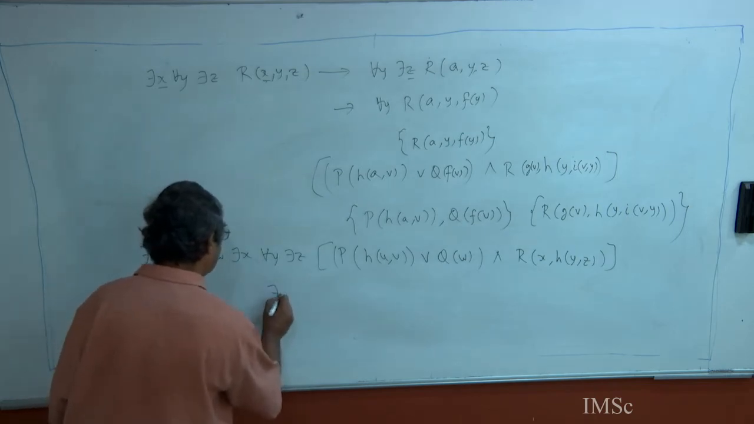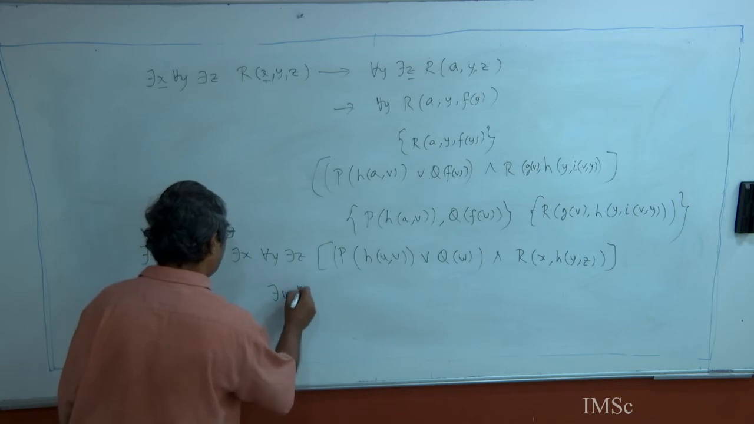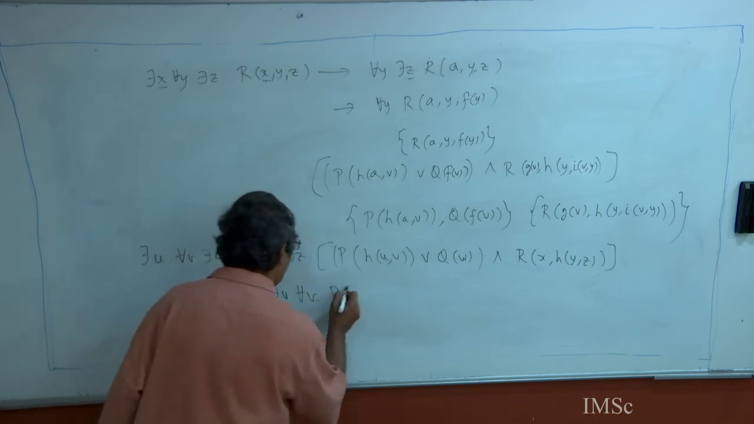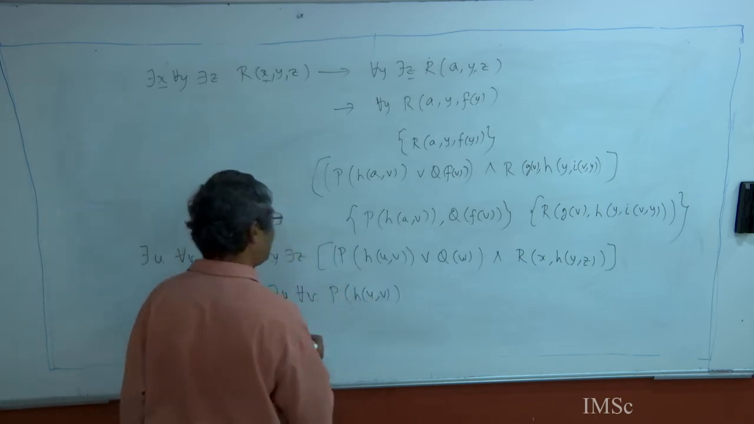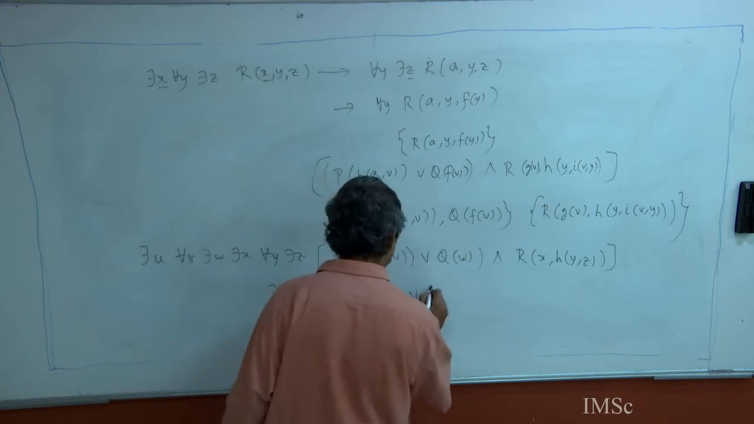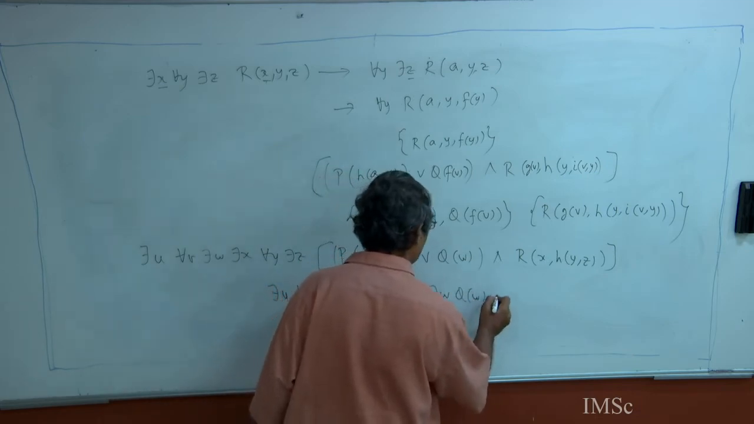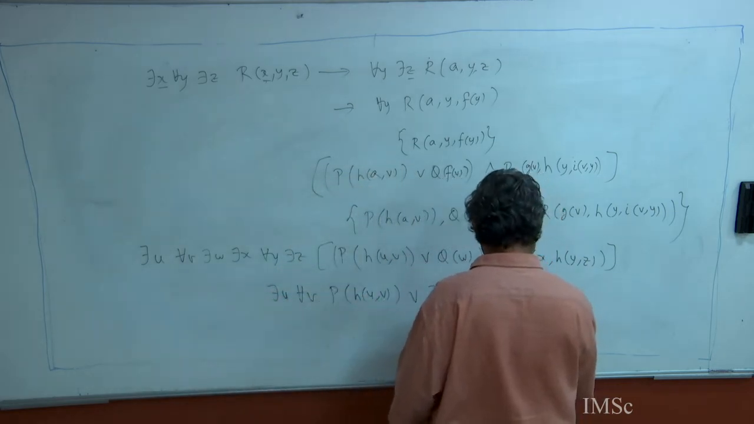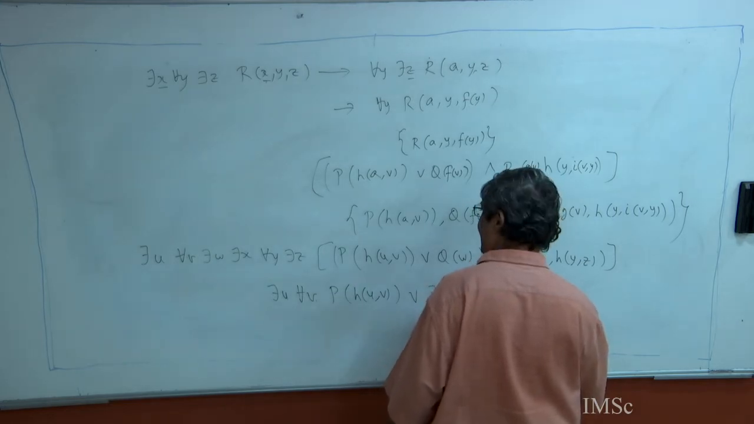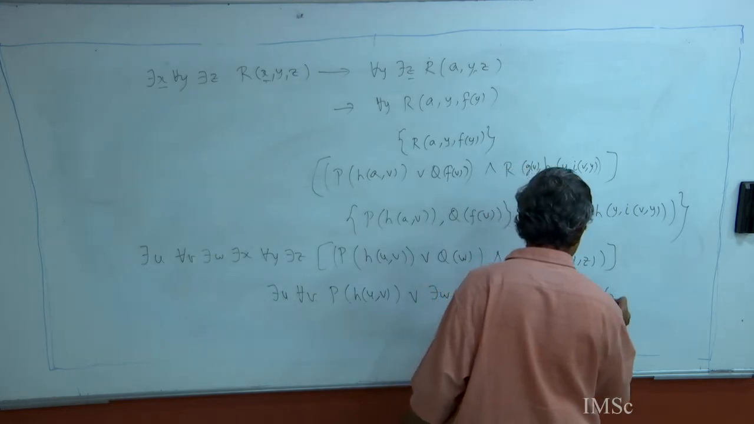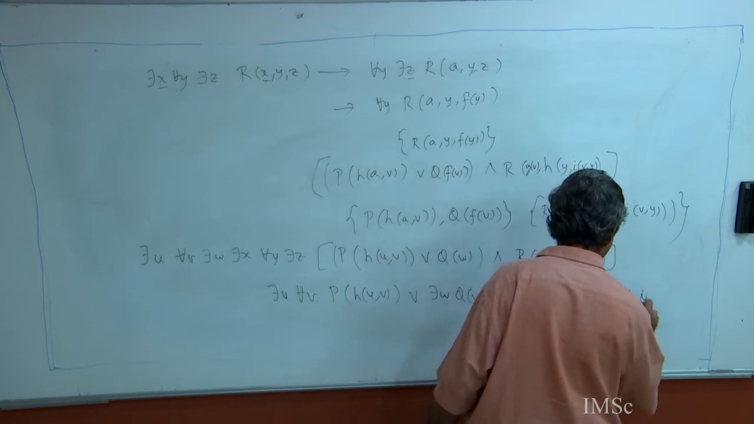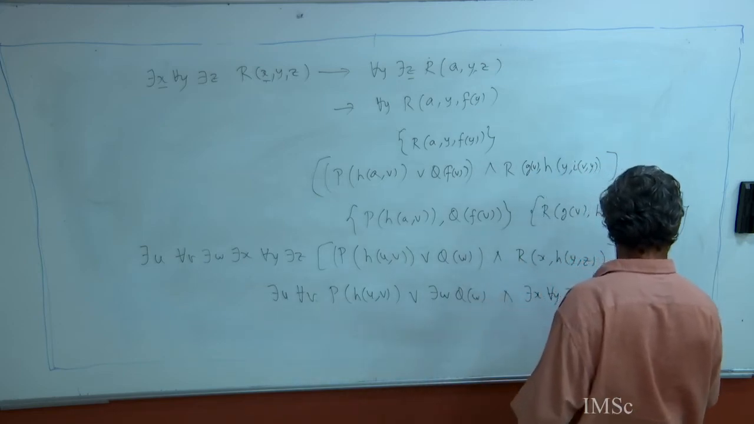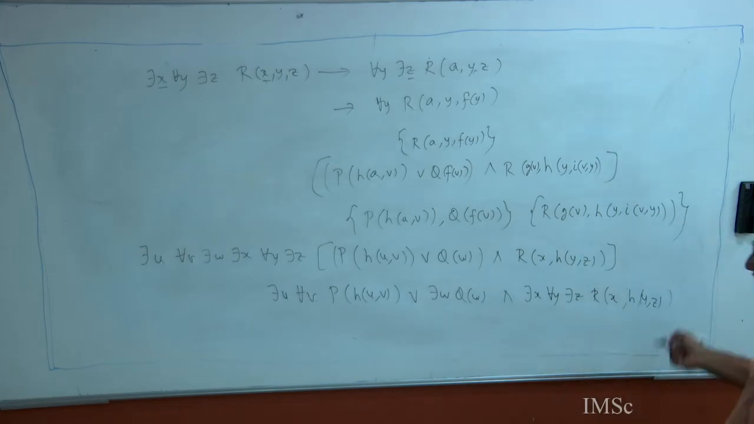You will see that this is equivalent to there exists u for all v, these two, p of h u v, or there exists w q w, and there exists x for all y, there exists z, r of x comma h of y z. That's it, no? Some parentheses here.